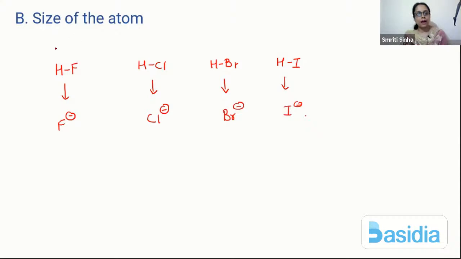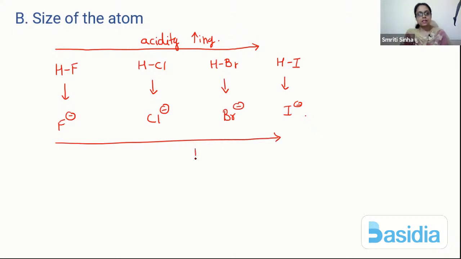Now talking about the acidic character, the acidic character is increasing as you move towards the right. If you are moving towards the right, the acidity is increasing, and for the conjugate base, the basicity is decreasing. Now why is basicity decreasing? Because the main reason is that I minus is a stable conjugate base, and as it is stable, it won't let this minus charge go.